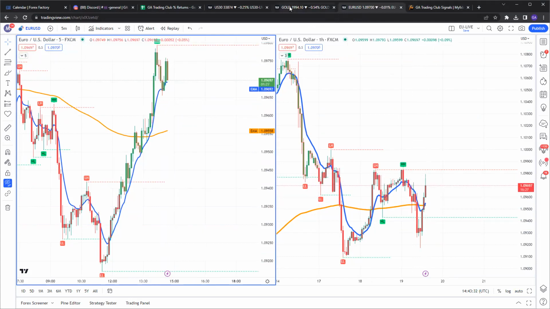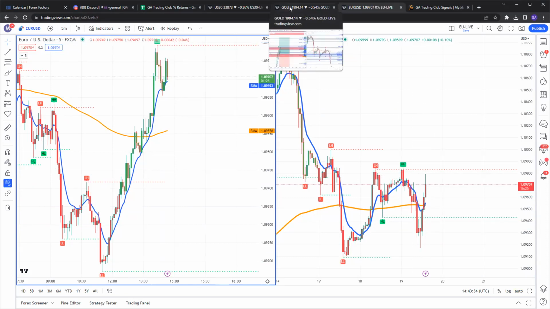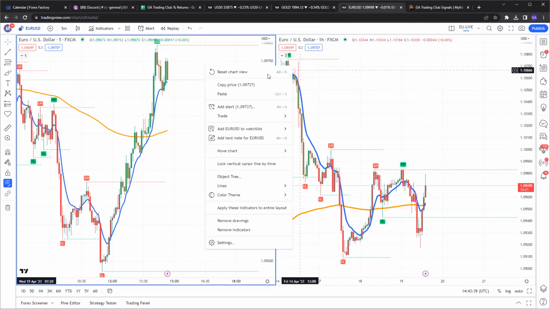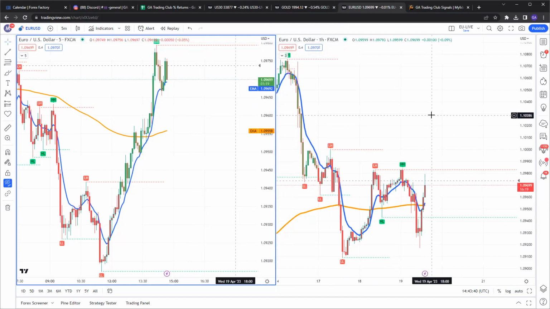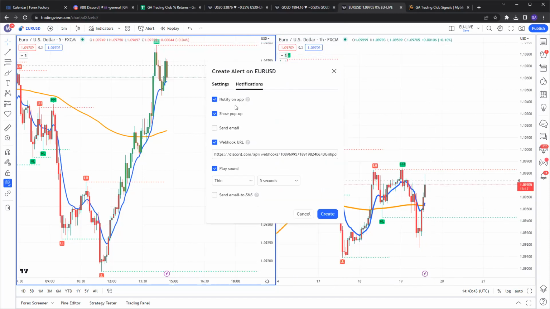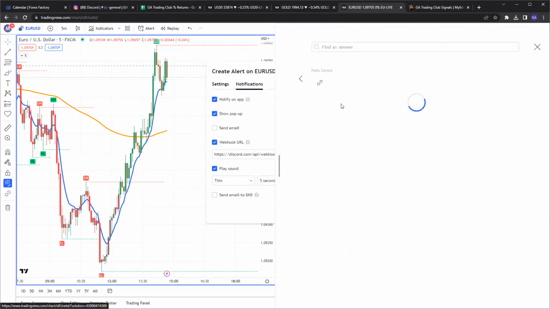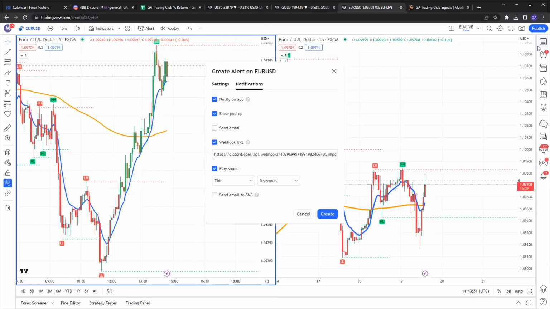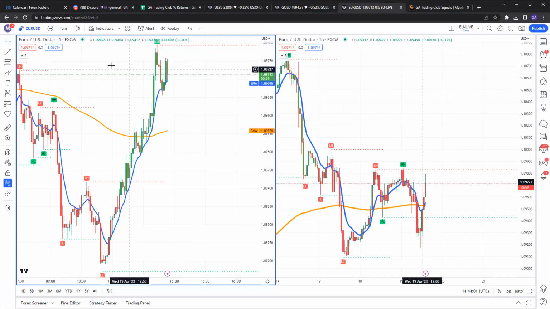Can you set those alerts to hit your phone? Is there any way to set it up like that? Yeah, if you're setting an alert right here under notifications, you see where it says notify on app. So you have to download the TradingView app. And so long as you set that alert on here, you will get your notification on your phone. So for me, I have that also set up.